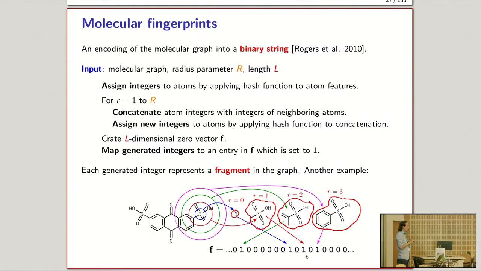It's fast. It's kind of interpretable in the sense that if you have a particular bit set to one, you know that there is a fragment of a particular type present in the molecular graph. And these fragments are actually very useful for making predictions because the properties of molecules are usually determined by the presence or absence of these fragments.